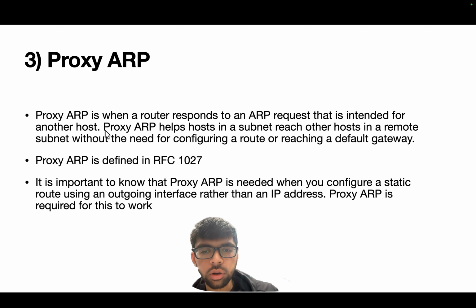It's important to know about, not just for this situation, but there's another use case for this as well. Proxy ARP is needed when you configure a static route using an outgoing interface rather than an IP address. It's something also very important to remember. If you configure a static route using an outgoing interface, for example GigabitEthernet 0/0/0, rather than an IP address, proxy ARP is also required there.